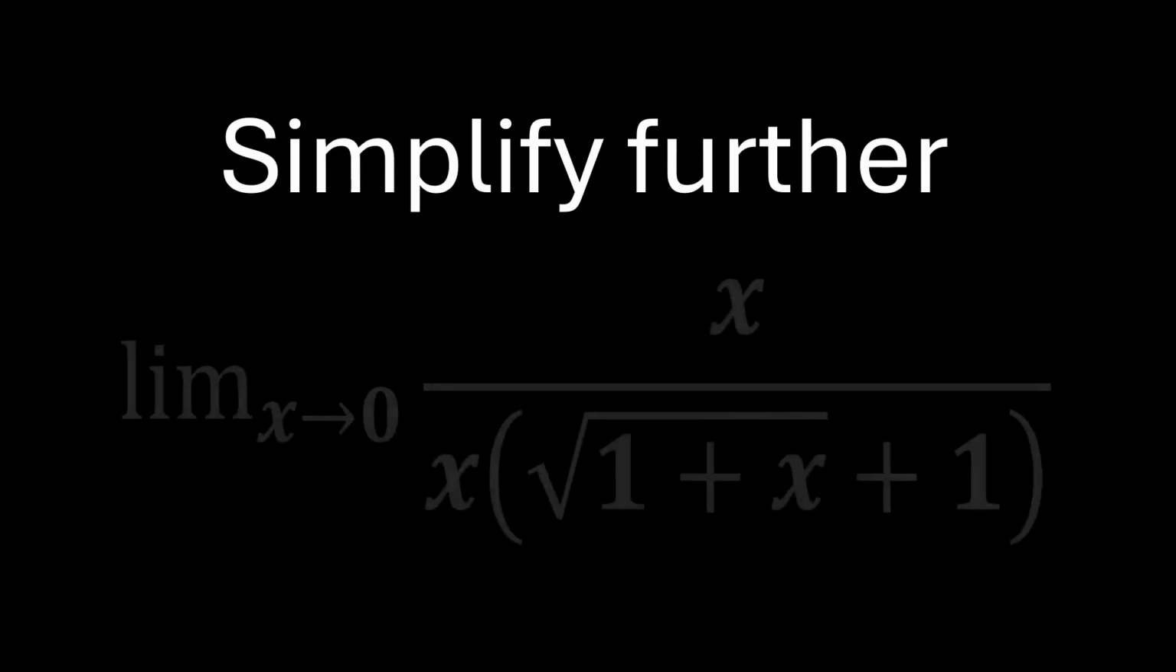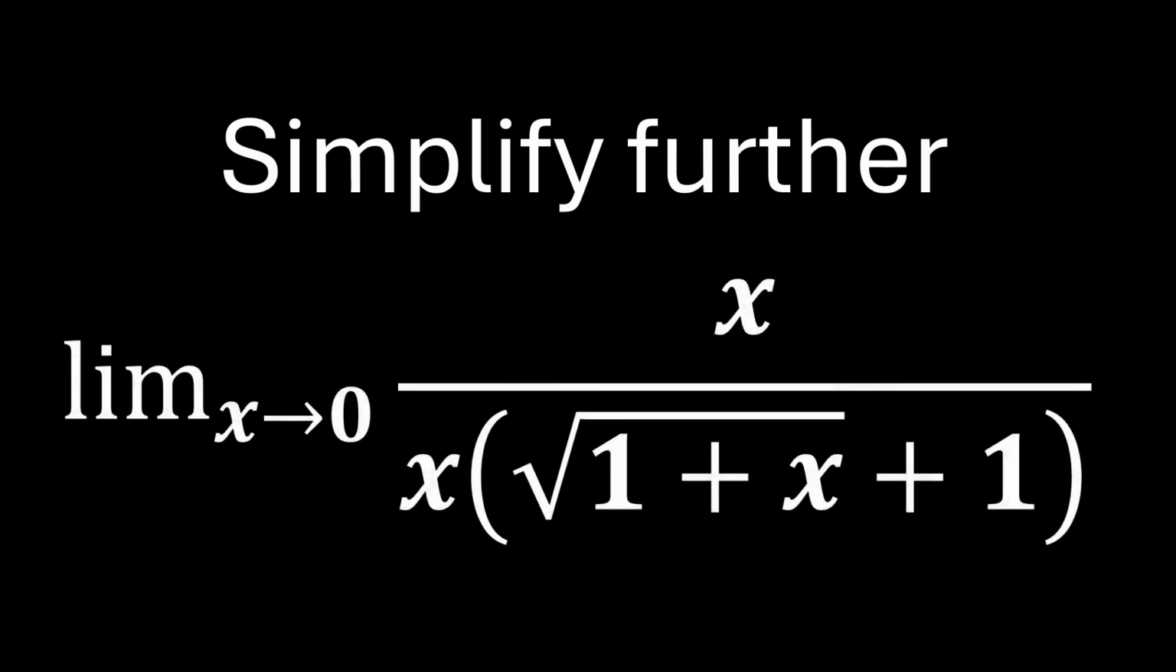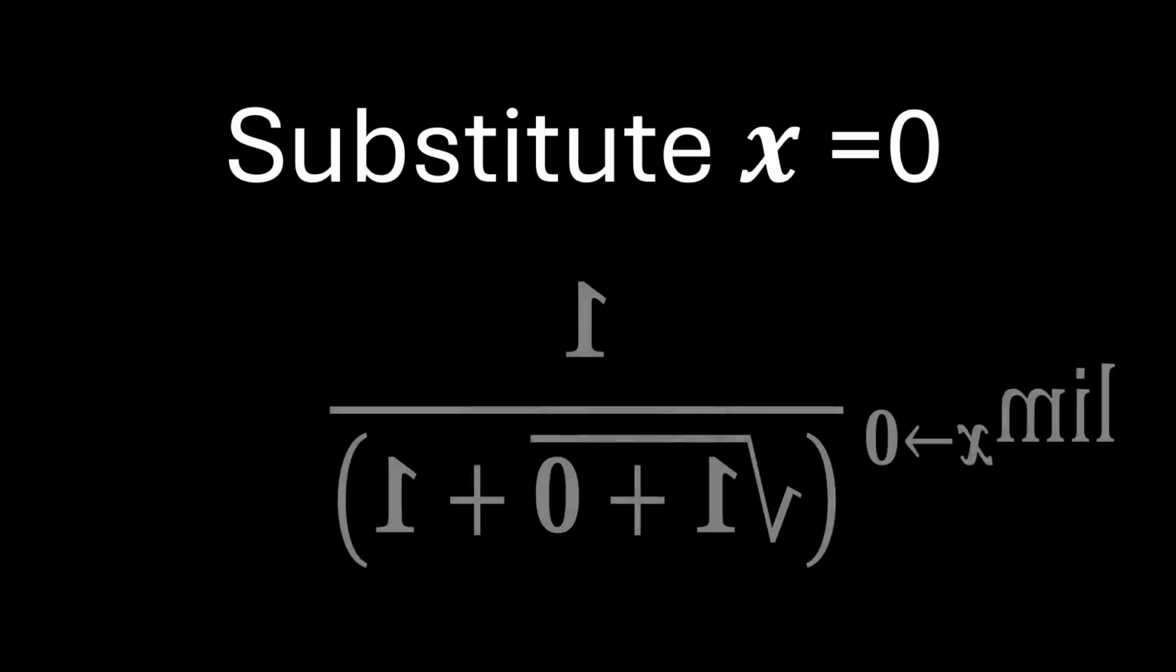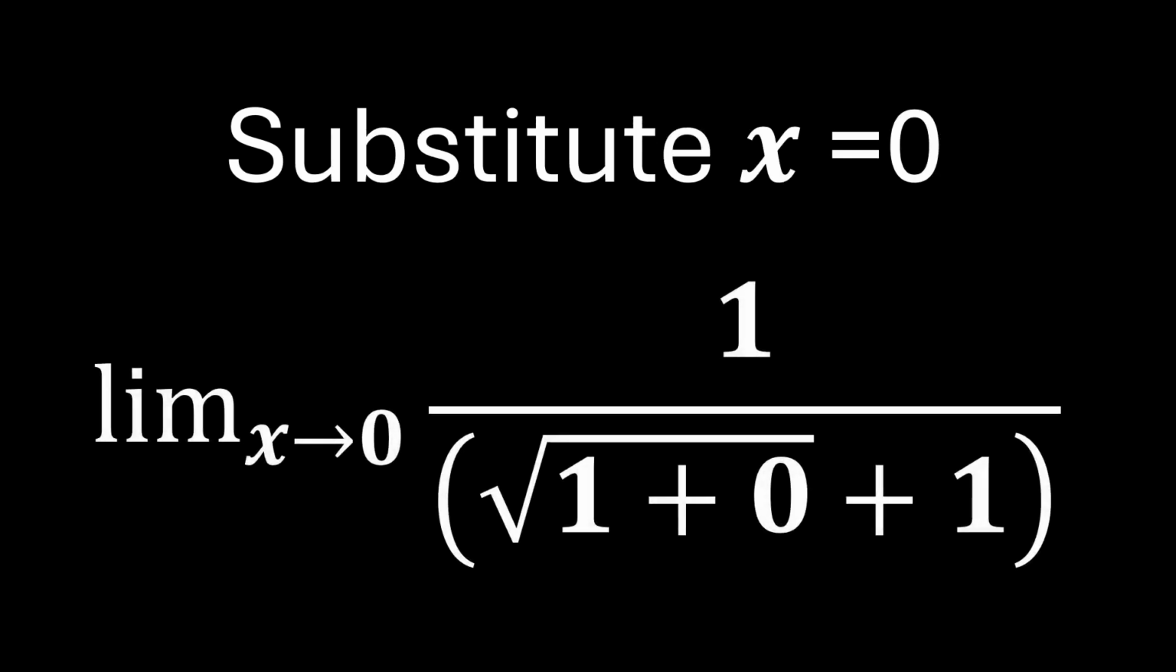Step 4. Subtract 1 from 1 in the numerator. Also, we have x divided by x times (square root of (1 plus x) plus 1). Divide x by x to further simplify. Hence, 1 divided by (square root of (1 plus x) plus 1).